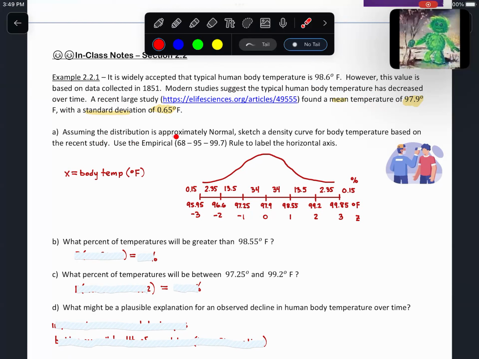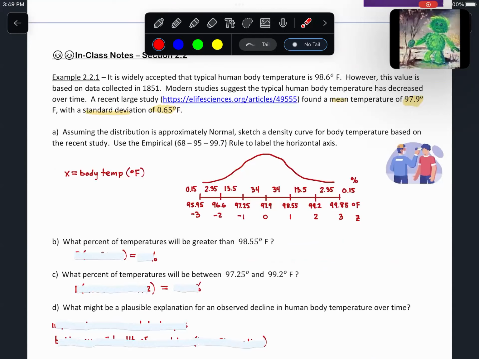Assuming that the distribution is approximately normal, we are going to sketch the density curve for a distribution of body temperature based on the recent study. We're ignoring our 98.6 and we're going with the more recent data. This is a type of graph you may have to create from time to time. So that's why I'm showing you how to do it.